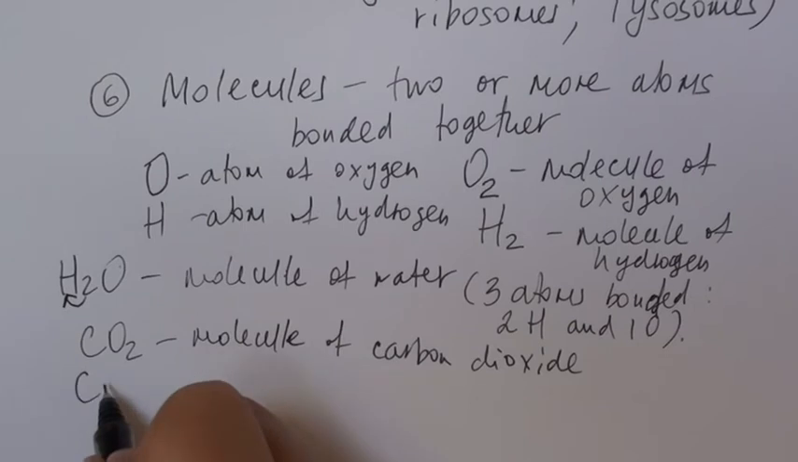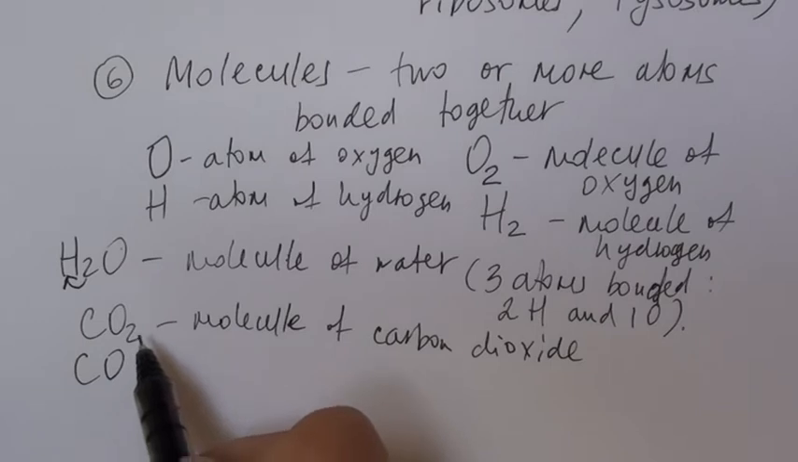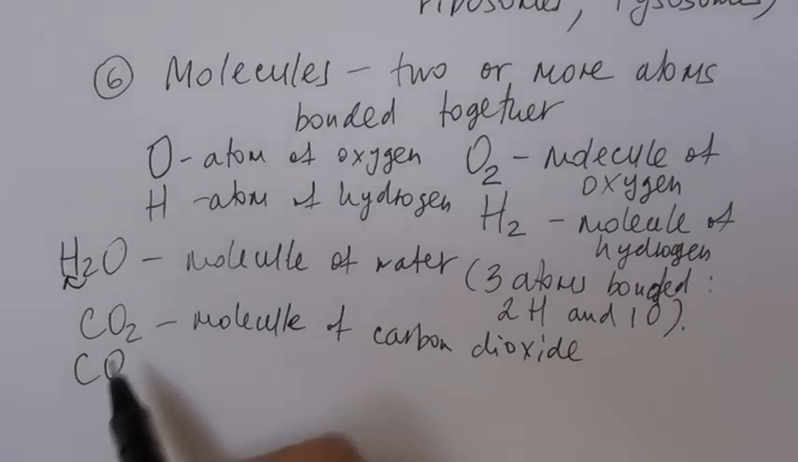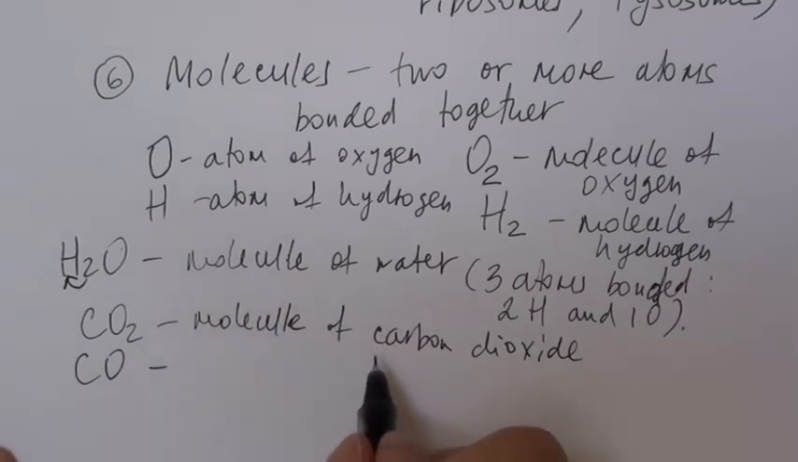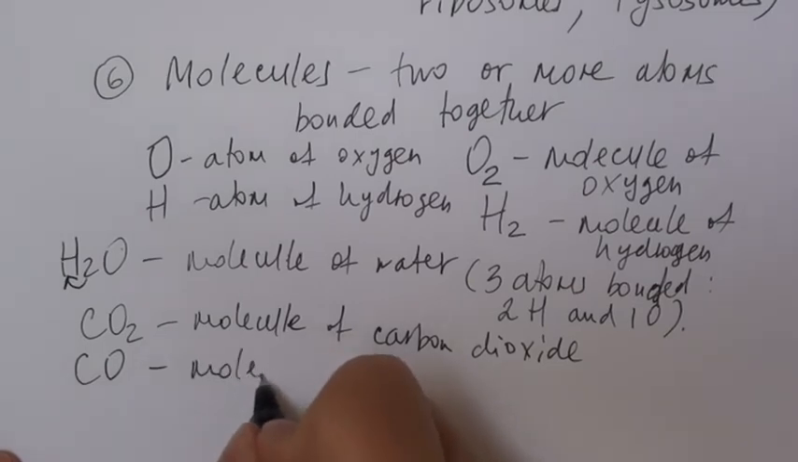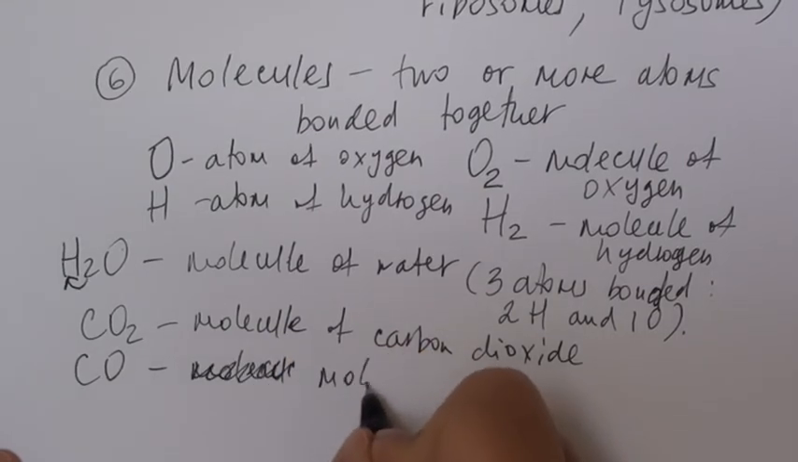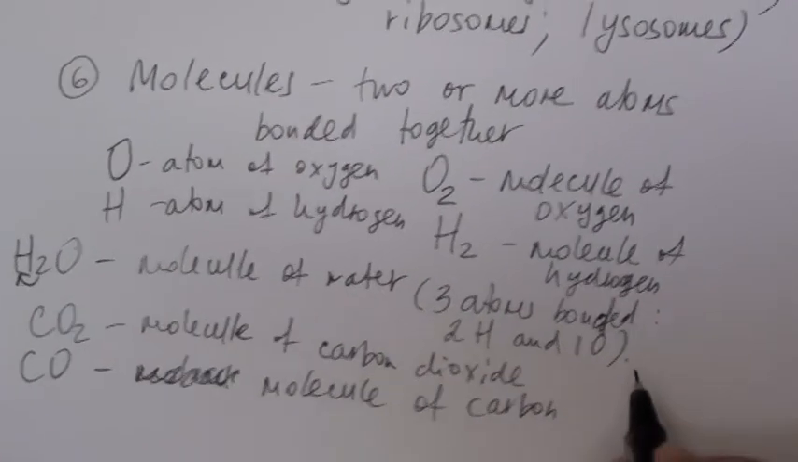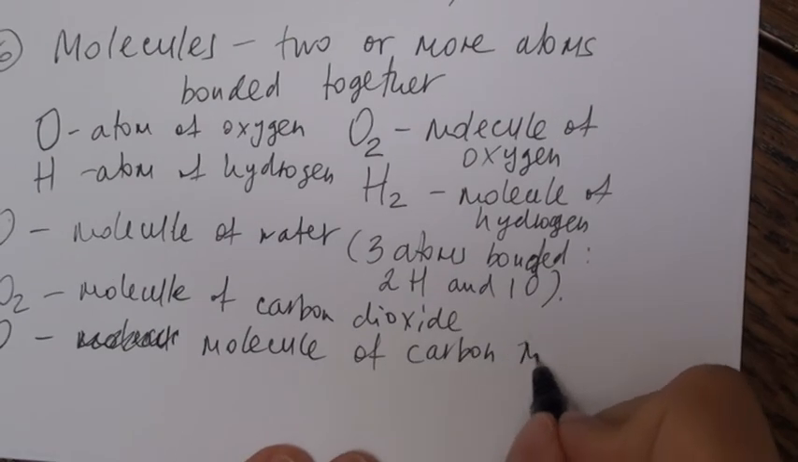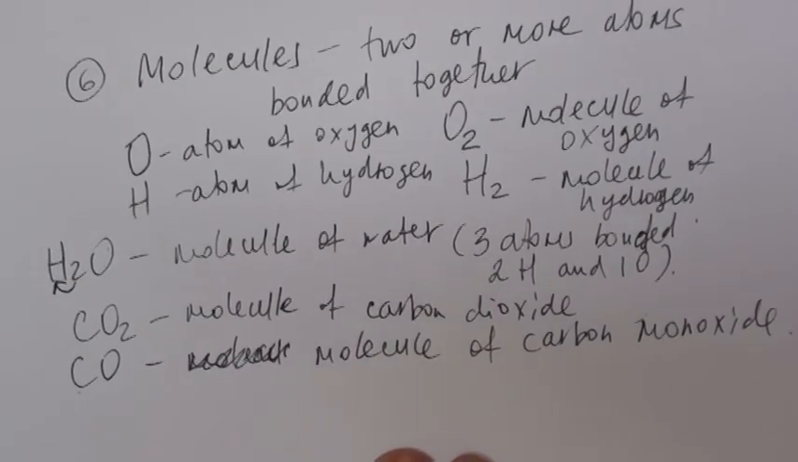Now, here's another one. What about CO? Very, very similar, isn't it? All I've changed is I dropped that 2 after the oxygen, but now it's no longer a molecule of carbon dioxide. This is a molecule, let me try again, molecule, there you go. So molecule of carbon, still have carbon, but this time it's carbon monoxide. Mono means 1, mono. Oxide, right? So 1 oxygen and 1 carbon: carbon monoxide.